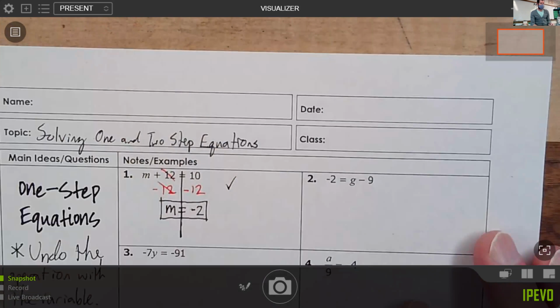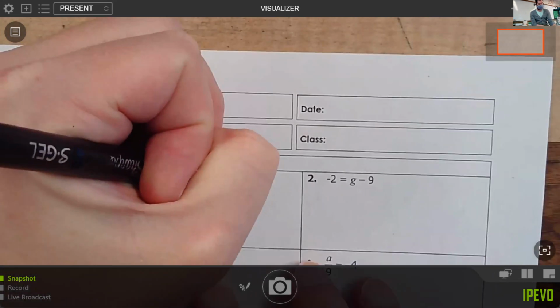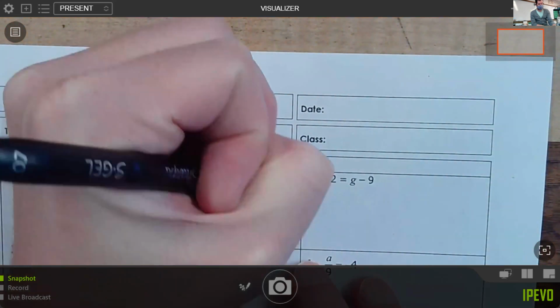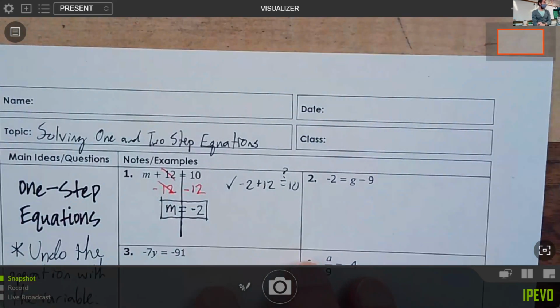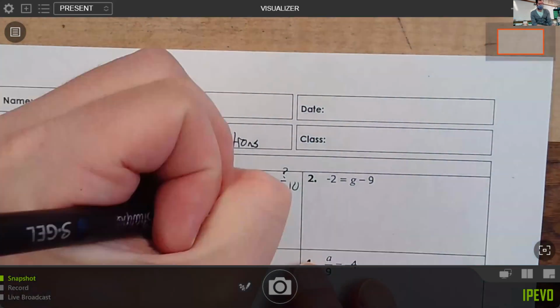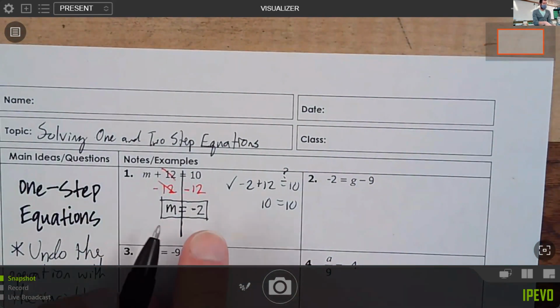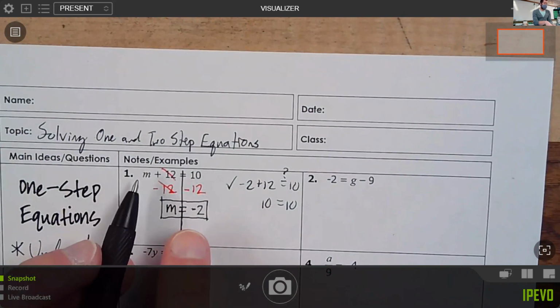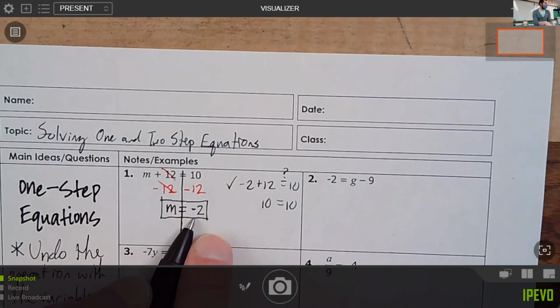So if we check this real quick, if we're saying that m is equal to -2, we're going to say -2 plus 12 equals 10. We'll just kind of ask that question there. If that's true, then we're like, yeah, okay, we're good to go. And it is. -2 plus 12 is 10. So we end up with 10 on both sides. 10 is equal to 10. That's exactly what we were looking for. So the value of m that makes this equation true is -2 for m.